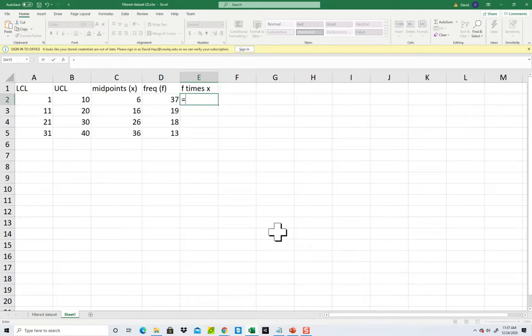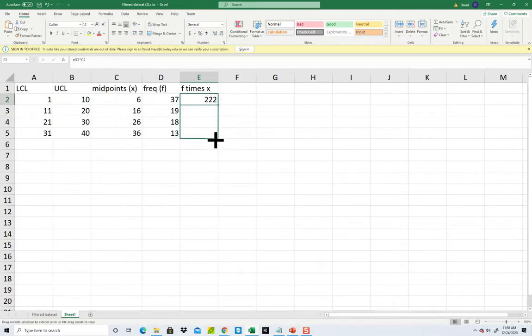So I'm going to take equals, and I'm going to take f, which is D2 times x, which was C2. These refer to the cell references. If you're doing it by hand, you just take 6 times 37, put in your calculator. And you do the same for all these rows. 16 times 19, 26 times 18, 36 times 13.